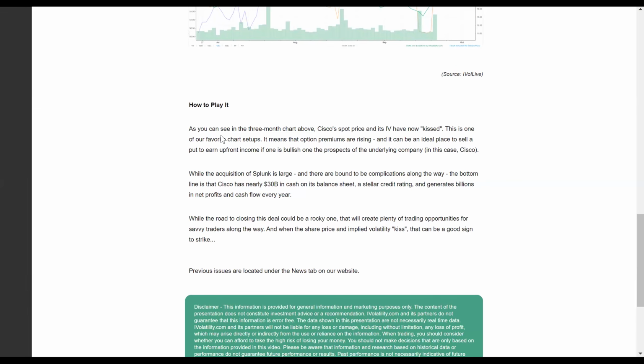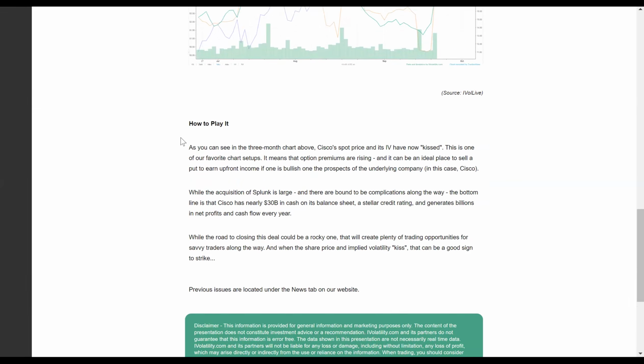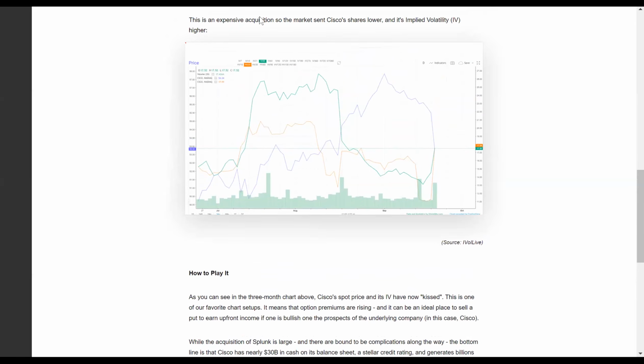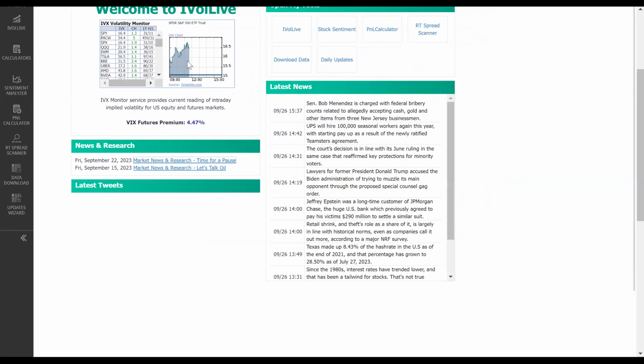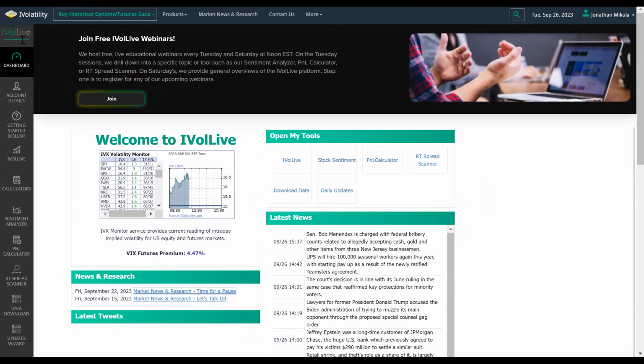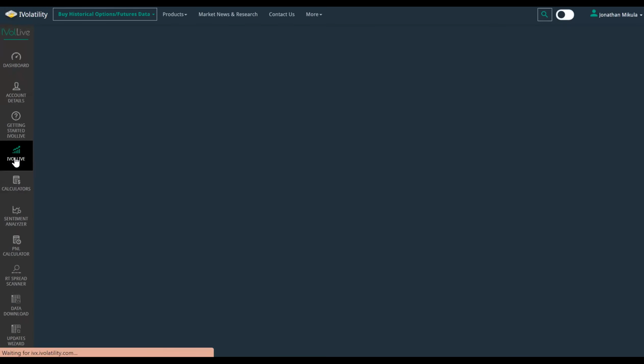And again, we don't like to just give you the information. We like to give you ideas on what to do with it. Because it's like, okay, this is great, but now what do I do? And this is the overall point of IVolLive. It's to arm you with the tools and the data to then use to put on actionable options trades with your broker. So without further ado, let's go down this totem pole here to IVolLive.